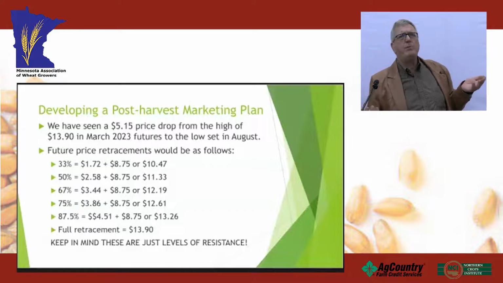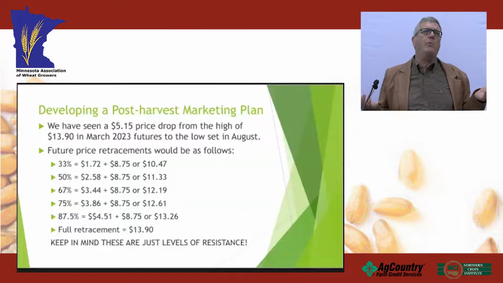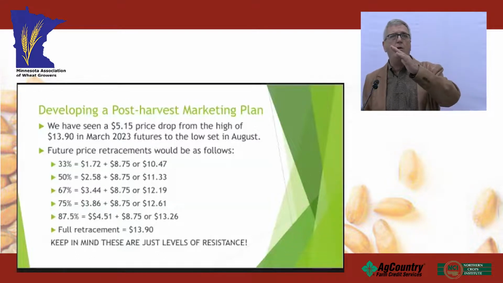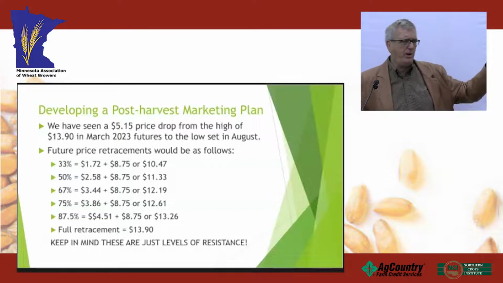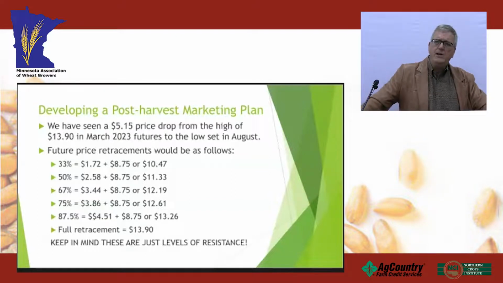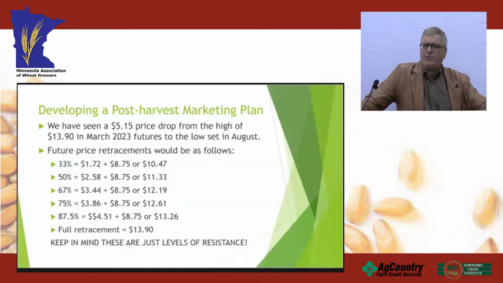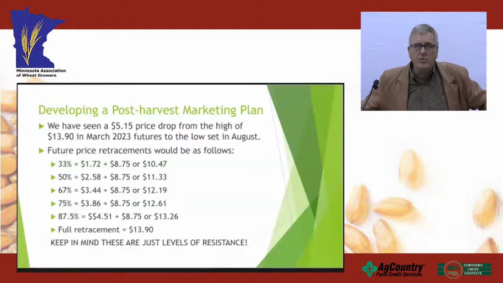Okay? So that would probably be where I would start an old crop marketing plan, but I would also build in that flexibility to allow me to take advantage of a price rally, if in fact that occurs. So a 50% retracement gets us up to 1133. A 2/3 retracement gets us up to 1219. 75%, 1261. 87.5%, 1326, or the full retracement at 1390. Now, these are not price targets. These are technical levels of price resistance.